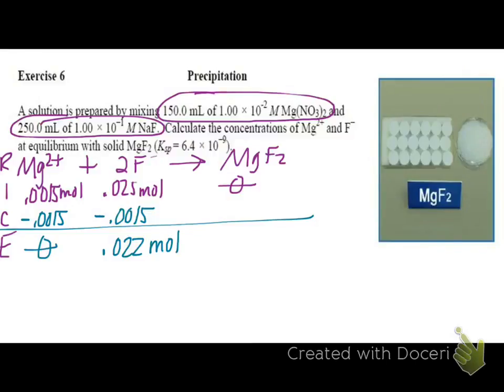So I'm going to have to find the new concentration of this, which is basically how much leftover fluorine I have. So when I do that, I'm going to say 0.022 moles divided by the whole new volume, which is 250 plus 150.